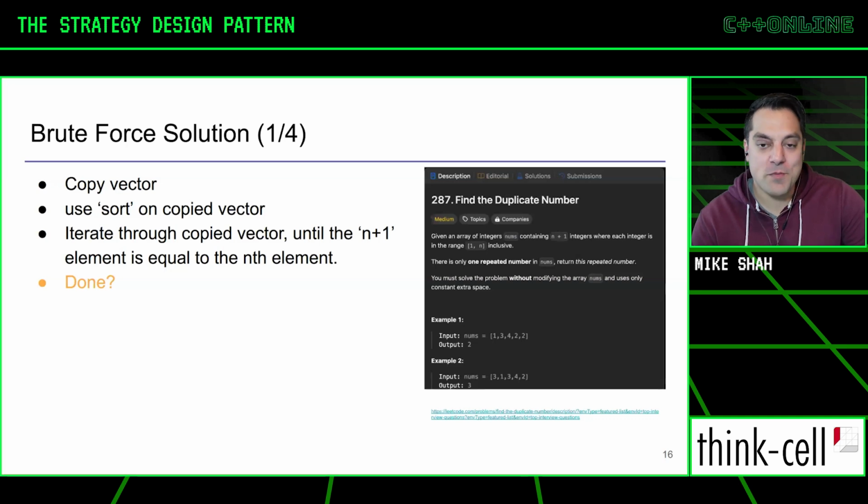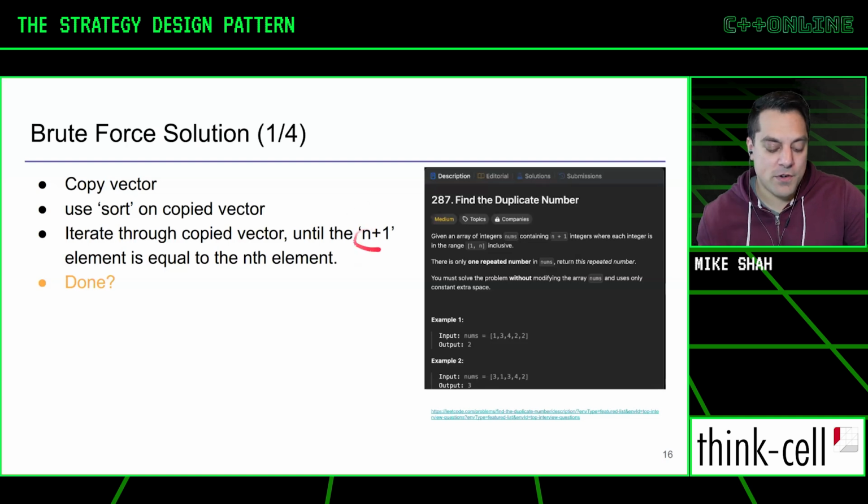But I would say a pretty brute force solution would be to make a copy of the vector and sort it, which could take n log n. Maybe there's some more clever sorts that we can do on integers, but let's just say we use some comparison sort, and then we iterate through the copied vector, and we should find the duplicate number, right? There should be an adjacent element that is the same, right?